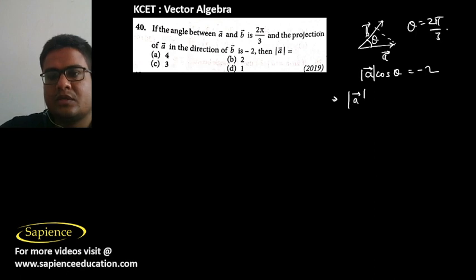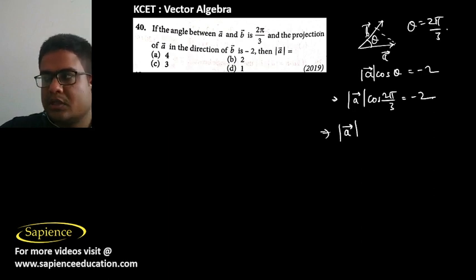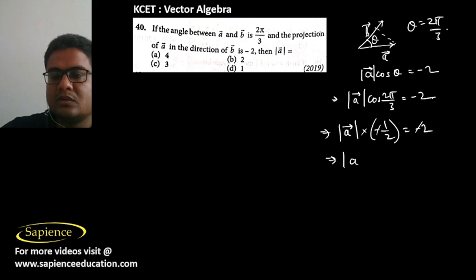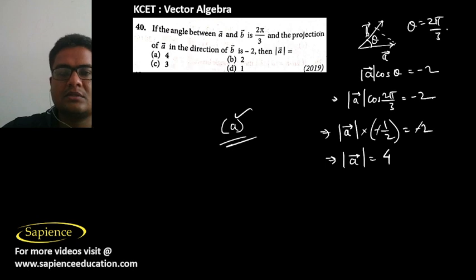Therefore, magnitude of A into cos 2 pi by 3 equal to minus 2. Mod A into cos 2 pi by 3, which is cos of pi minus pi by 3, is minus cos pi by 3, that is equal to minus 2. So the minus signs will get cancelled. So magnitude of A is equal to 4. So A is the correct answer.